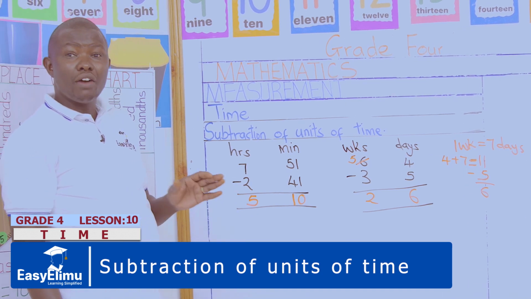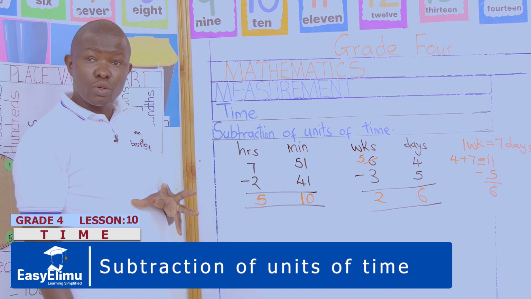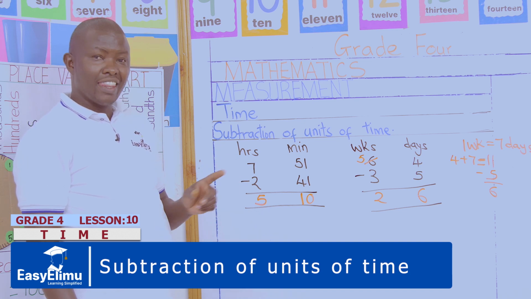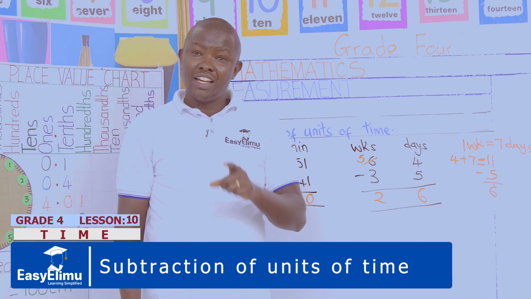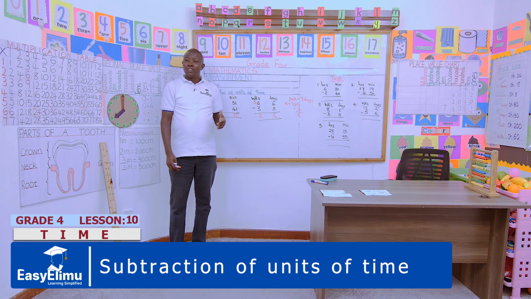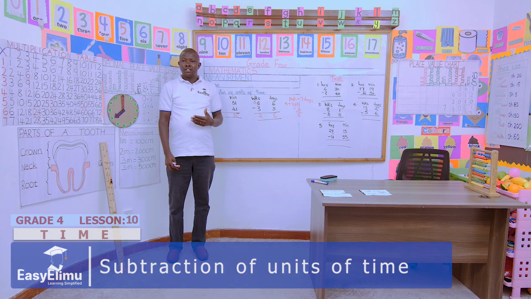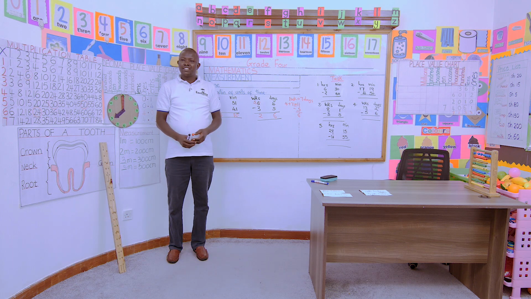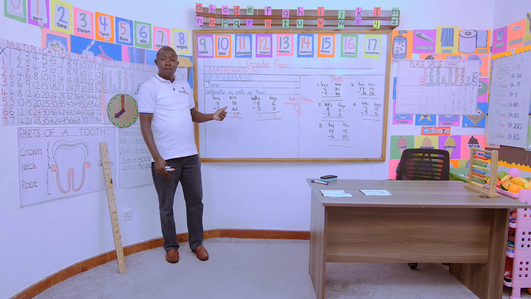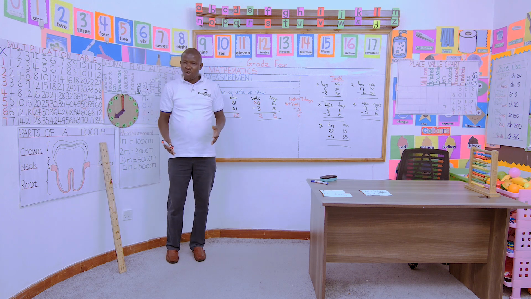Remember, where you have to regroup, make sure you borrow and regroup before you do your calculation. This marks the end of our lesson. More on this you can try from the internet and make more practice. You can also ask your parents and guardians to help you come up with sums involving subtraction of units of time and try to solve them.